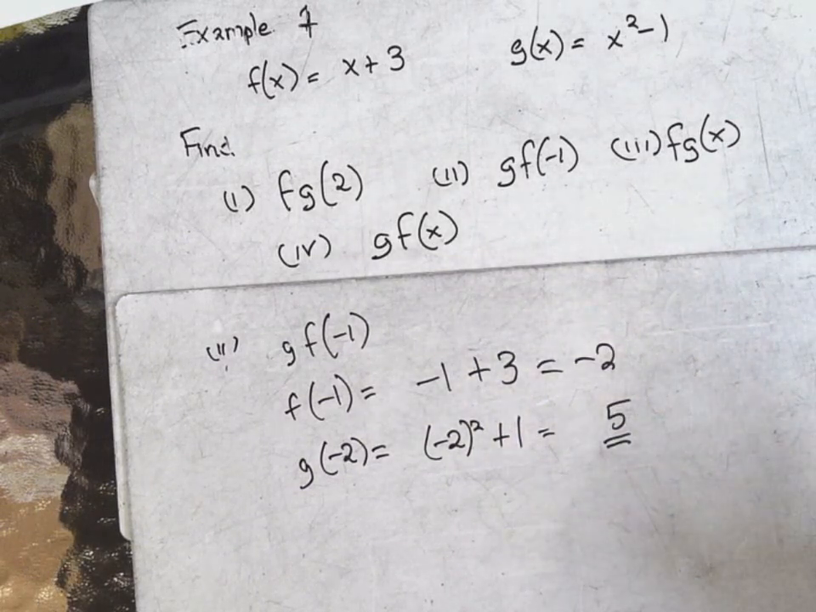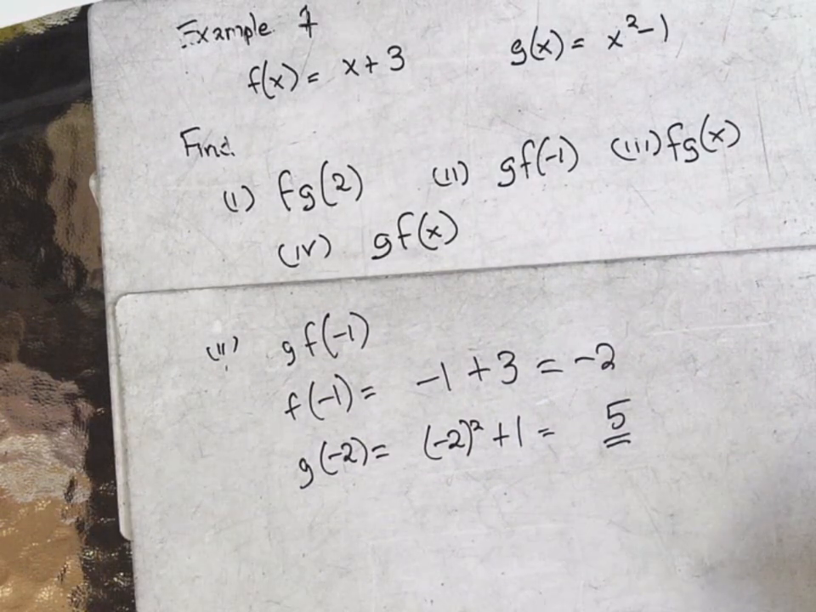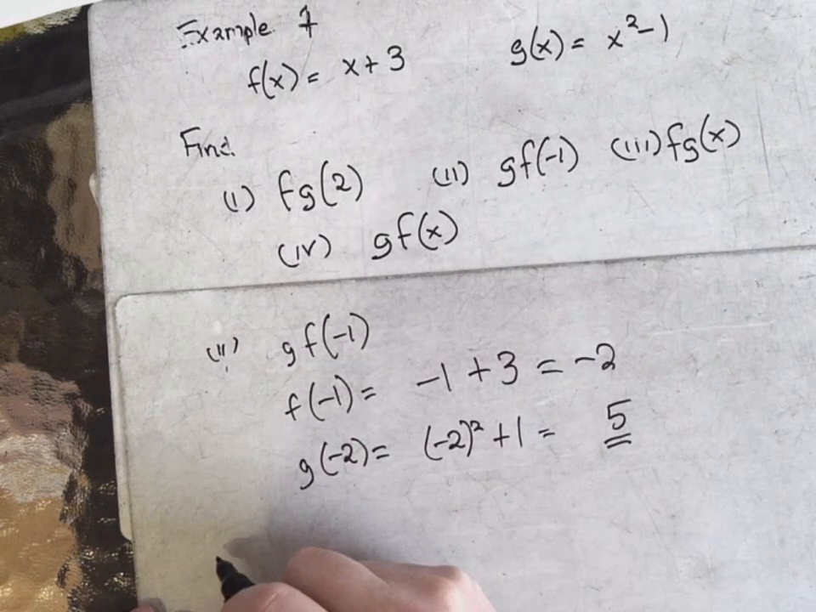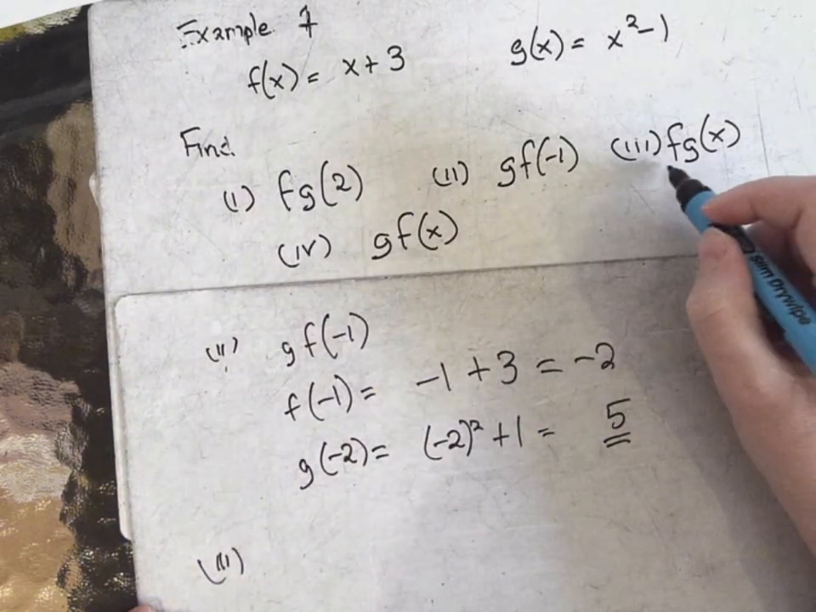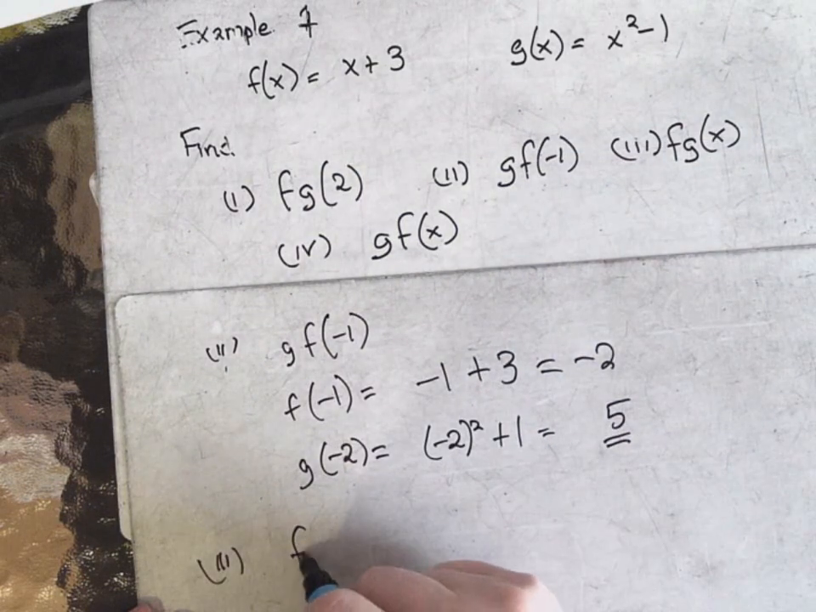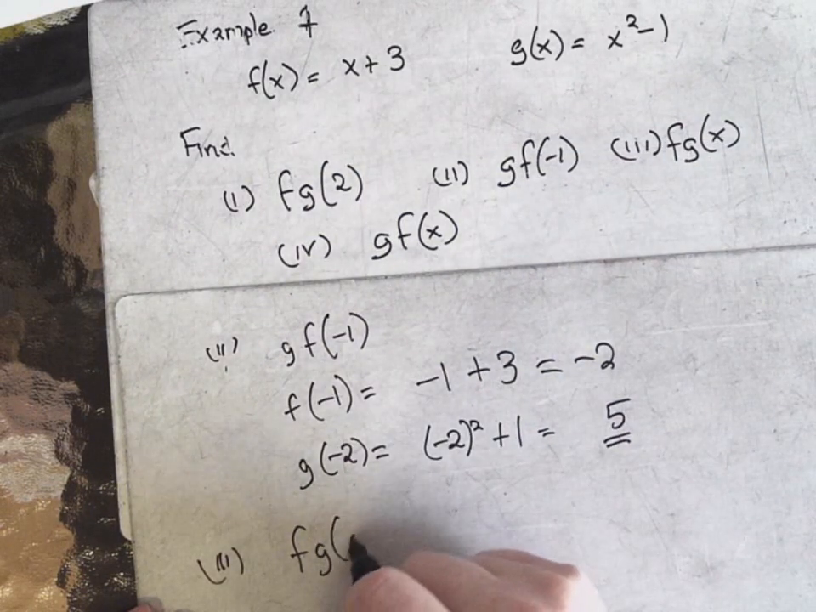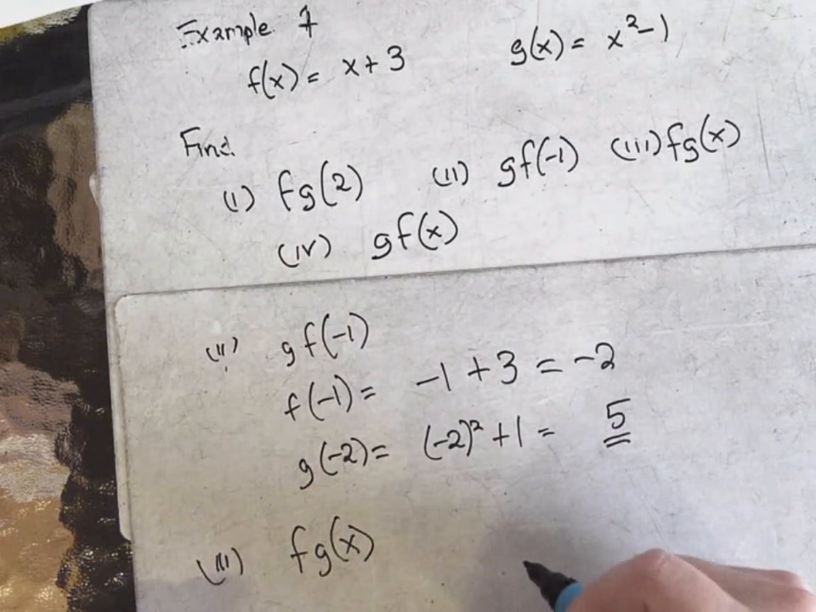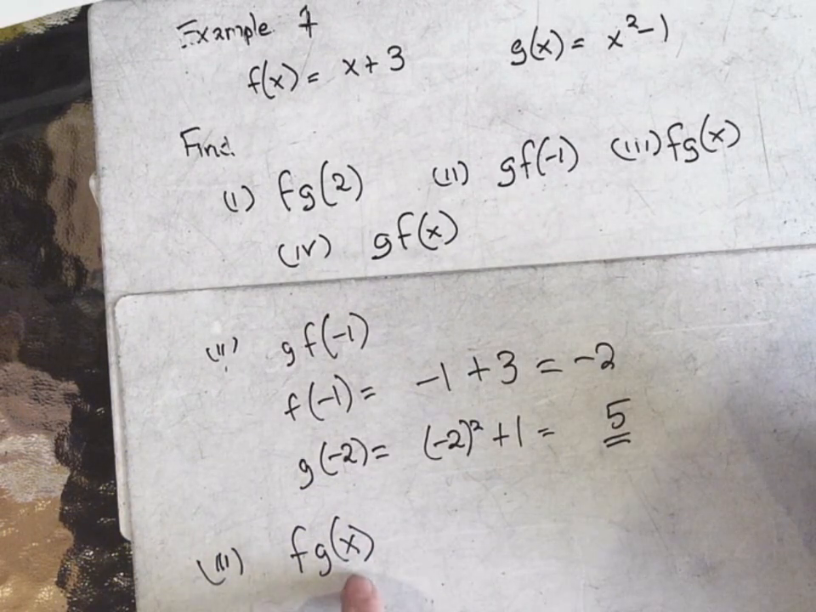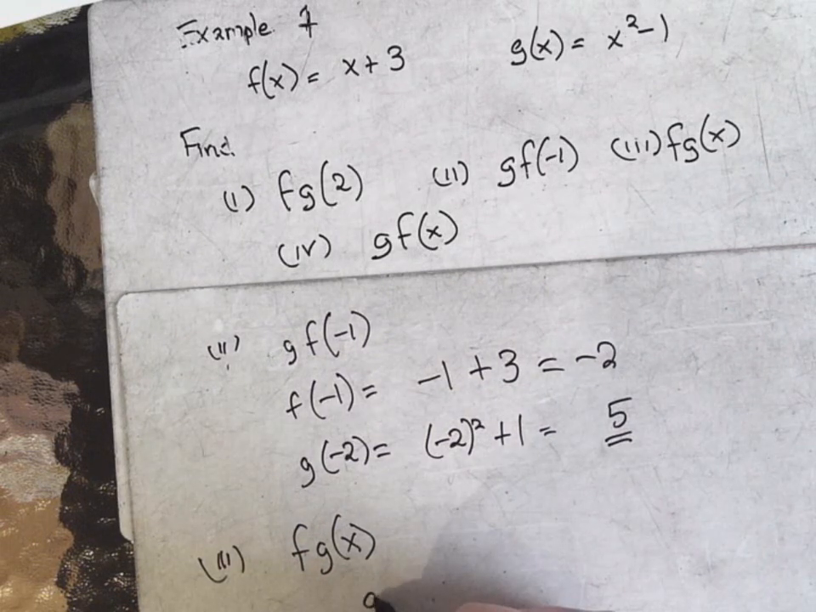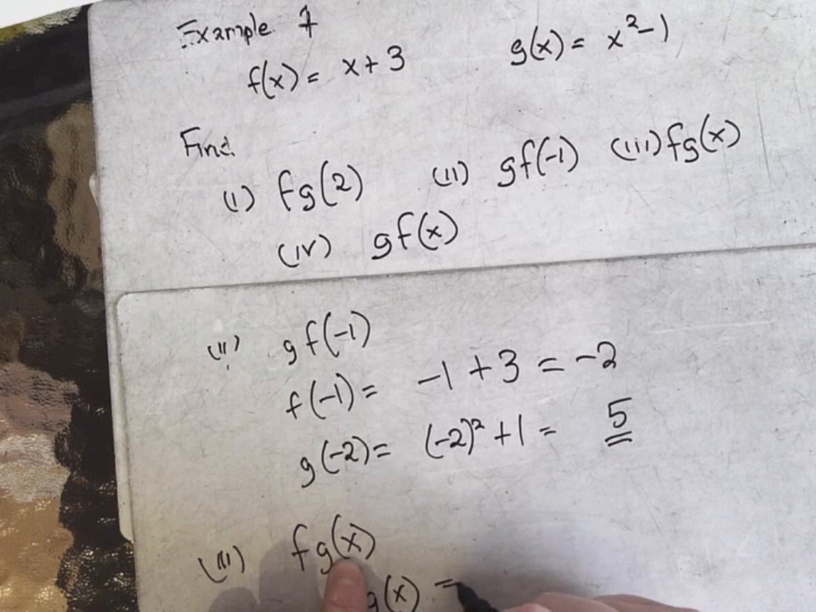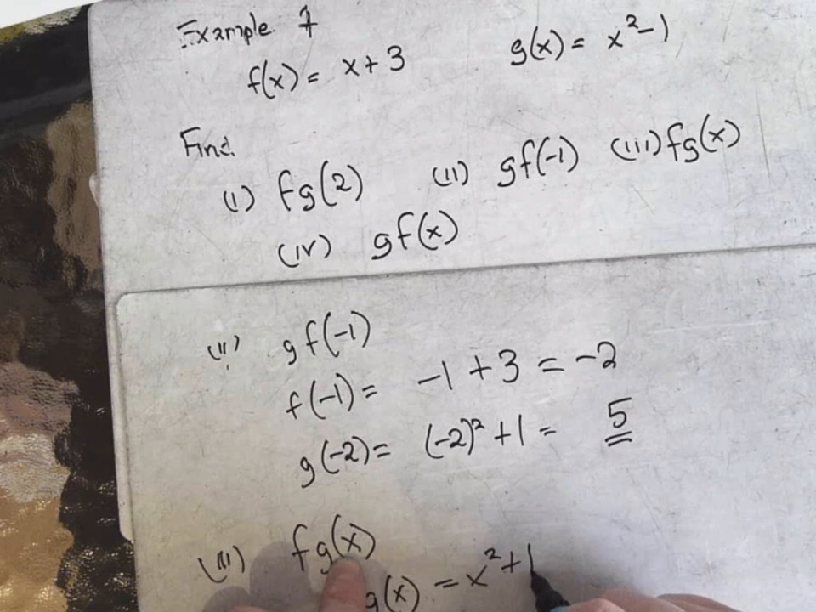Now the next one is part 3, f g of x. Sorry, I read it wrong: f g of x. This time there's no number to put in, so we're just doing it with x. The first bit is I have to do g of x. It's f after g, so that means do g first. g of x is x squared plus 1. That's the answer to the first bit.